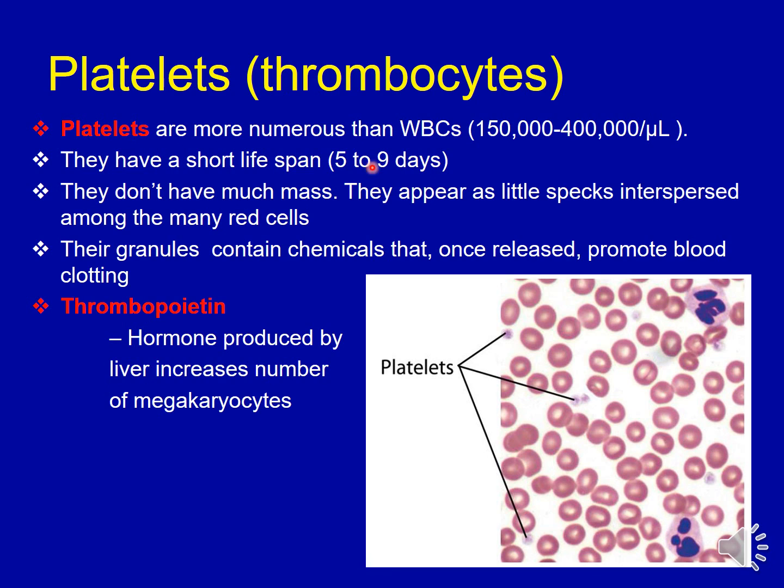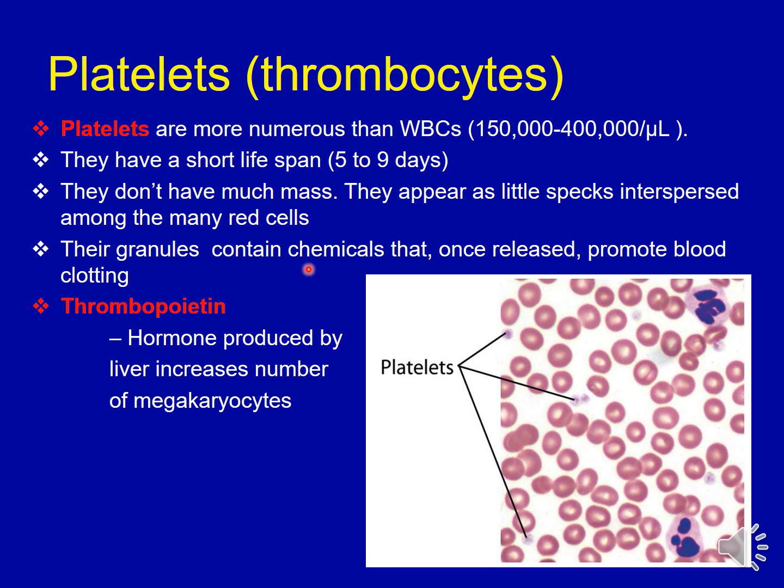Platelets are more numerous than white blood cells. Their count is in the hundreds of thousands, 150,000 to 400,000 cells per microliter. They have a short lifespan, 5 to 9 days. They don't have much mass. They appear as little specks interspersed among many red blood cells. If you look at this blood film, that is the red blood cells, this is a white blood cell, and if you look here, the platelets are present in between the red blood cells.